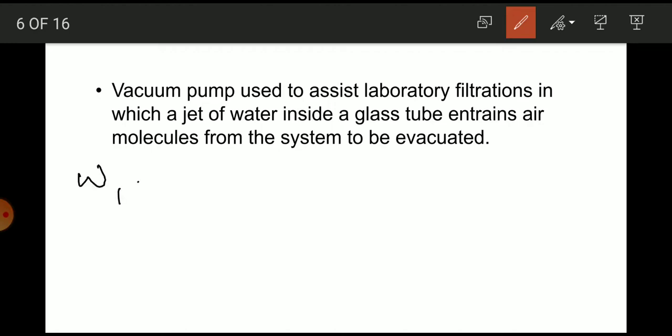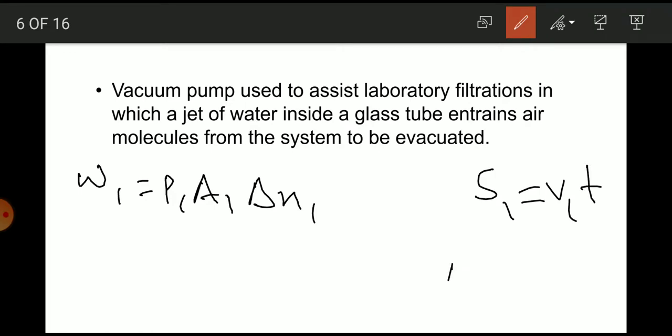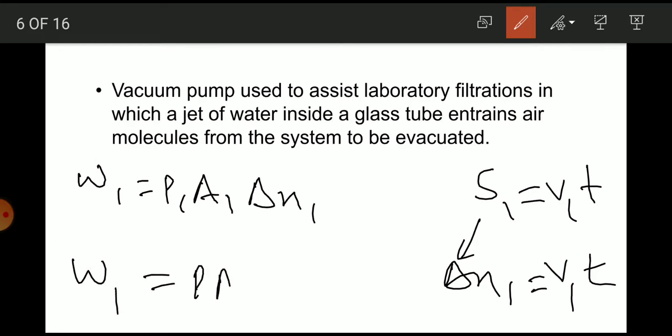So W1 is equal to P1 A1 del x1. S1 is equal to V1 t. Del x1 will be equal to distance, which is velocity 1 and t. Time will remain the same. So W1 is equal to P1 A1 V1 t, velocity and t. This is the equation for W1, P1 A1 V1 t.